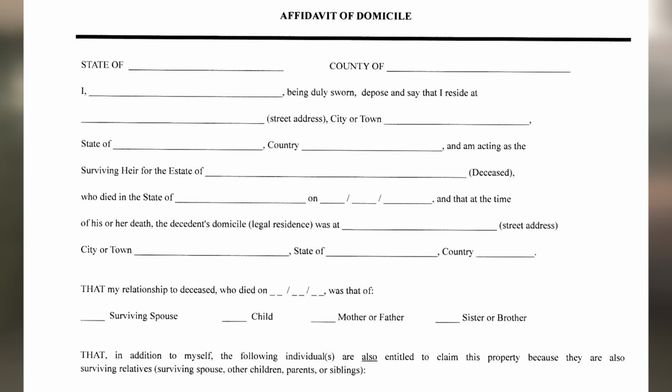unclaimed property. On this form, you will be required to enter the state and county where the deceased owner passed away. Fill in your name and address. Then enter the decedent owner's name, the state they died in, their date of death, and the decedent owner's legal residence. Check the line to indicate if your relationship to the deceased owner is that of a surviving spouse, child, mother or father, or sister or brother.